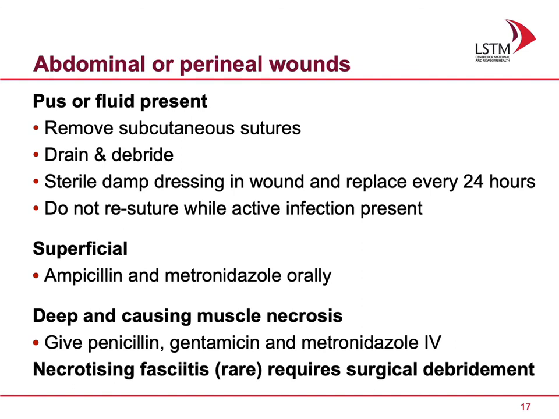Abdominal or perineal wounds require thorough cleaning. Remove the subcutaneous sutures, drain and debride. Any pus should be drained. Any dead tissue should be debrided or removed. And then a sterile damp dressing is placed in the wound and replaced every 24 hours. And you should not resuture while active infection is present, because it will only break down. Better to let the wound heal by secondary intention.